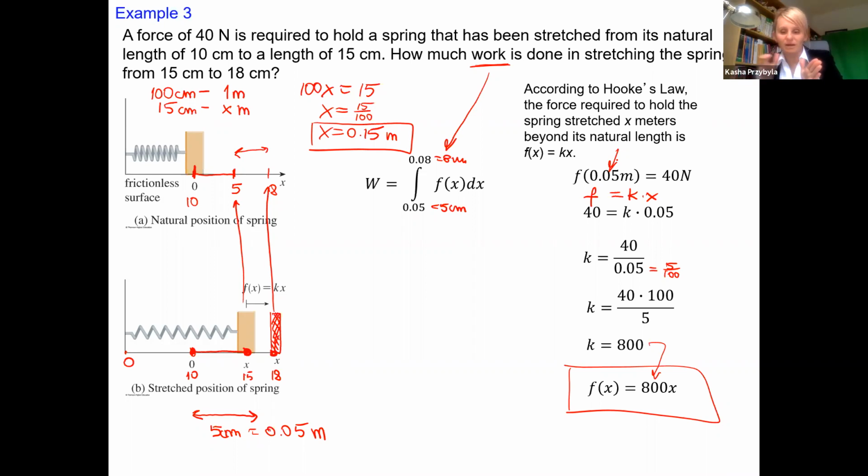That means we have to respect this. That makes sense. It is 10. It's given, but we still consider this as a 0, the natural position. No work, no force. But then I need to move 5, and then how much work is done by stretching from 5 to 18, even further. Okay, and we know the function.